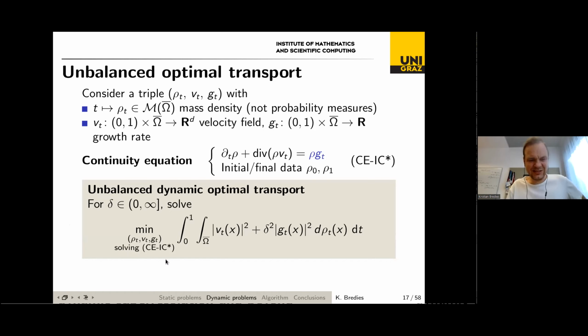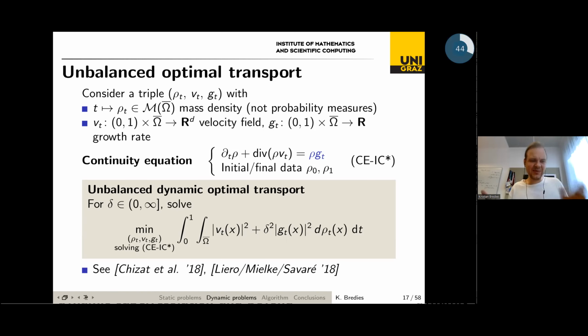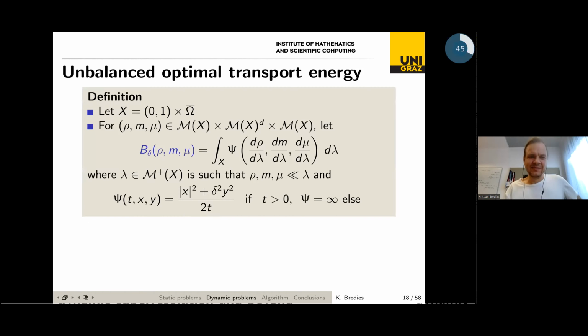Then unbalanced optimal transport in a dynamic formulation corresponds to solving this problem. You see this solves the continuity equation, now inhomogeneous, and then you have a penalty on the velocity field, now with a weight factor which could also be infinity, and the squared growth rate here. This is something that has been studied quite recently, and there are lots of very nice and beautiful results available for it.